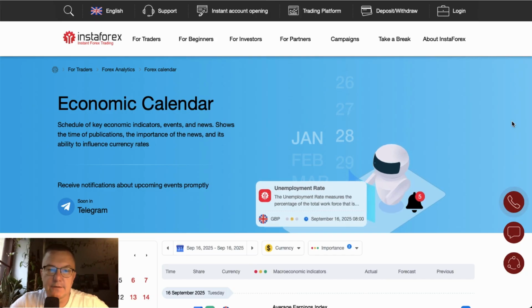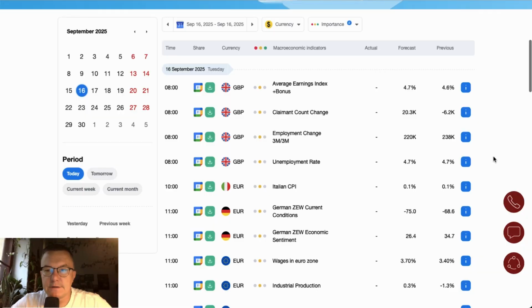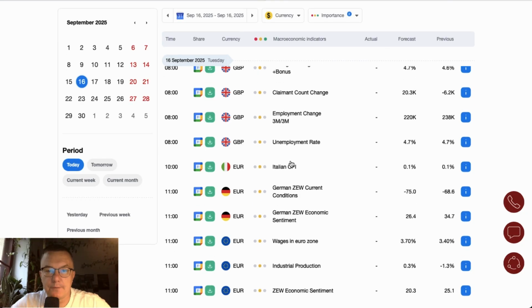Let's take a look at the Forex economic calendar for today. Asian session was a non-event. Nevertheless, during the early London session, we got data from the UK: average earnings index and bonus, claimant count change, employment change, and unemployment rate. All of this data is scheduled for release at 8 o'clock.